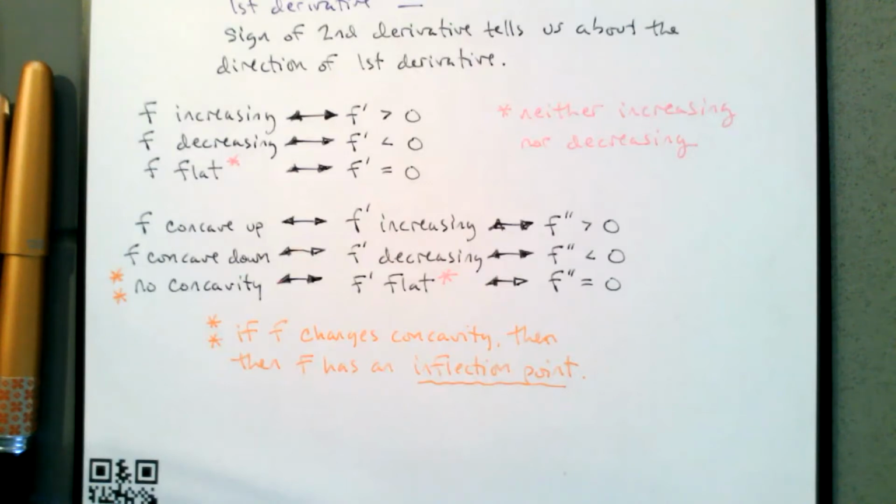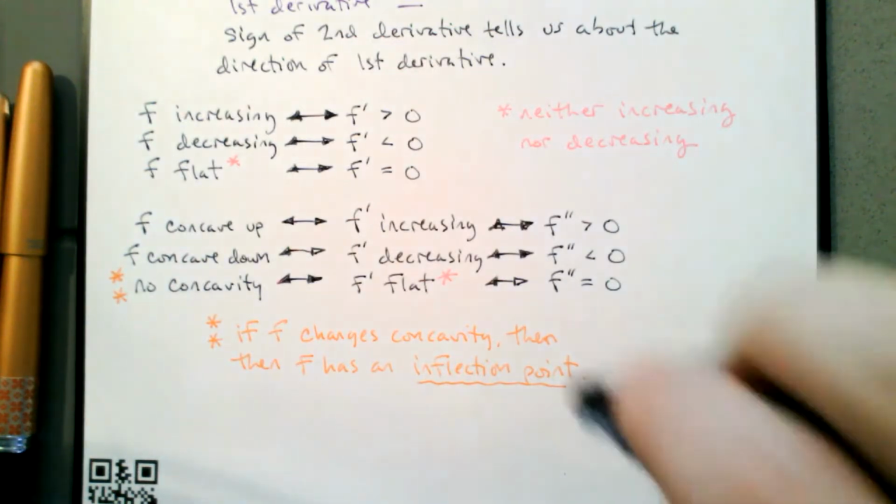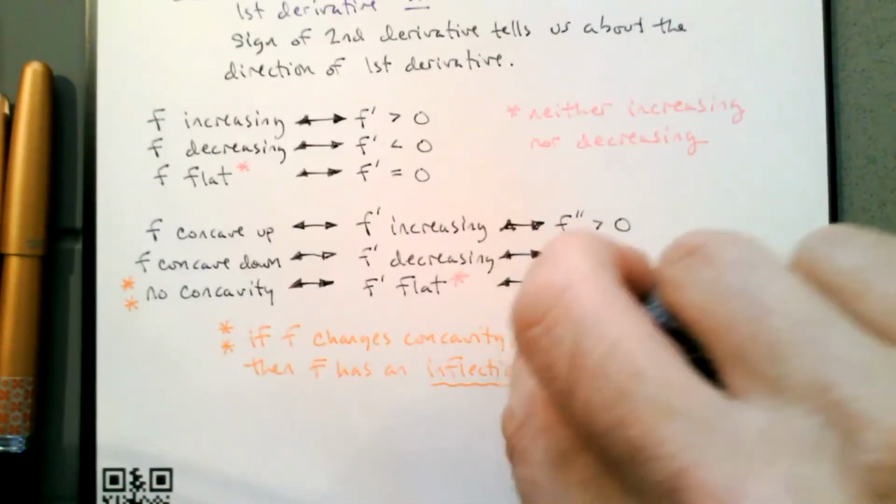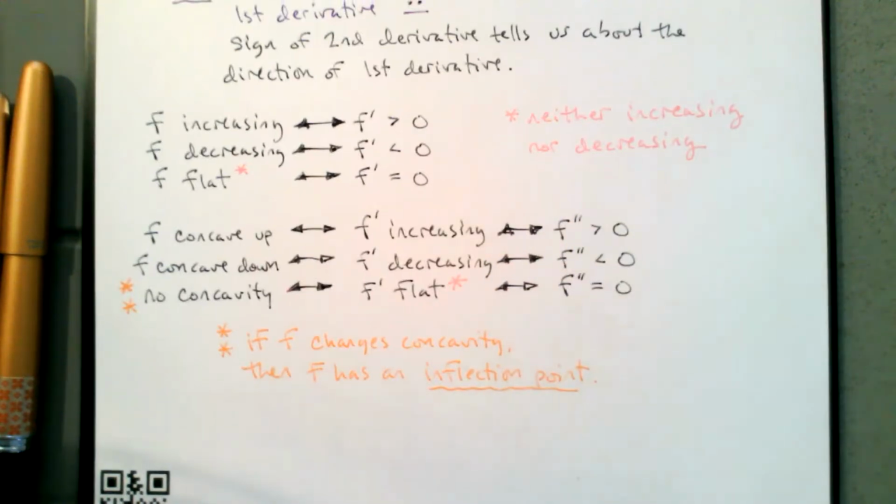This is a phrase that sometimes gets used in common language when we're talking about trends. You might hear someone say, we reached an inflection point. That means we're changing concavity. So when we've reached an inflection point, a function could still be increasing, but the rate of increase could begin to slow down.